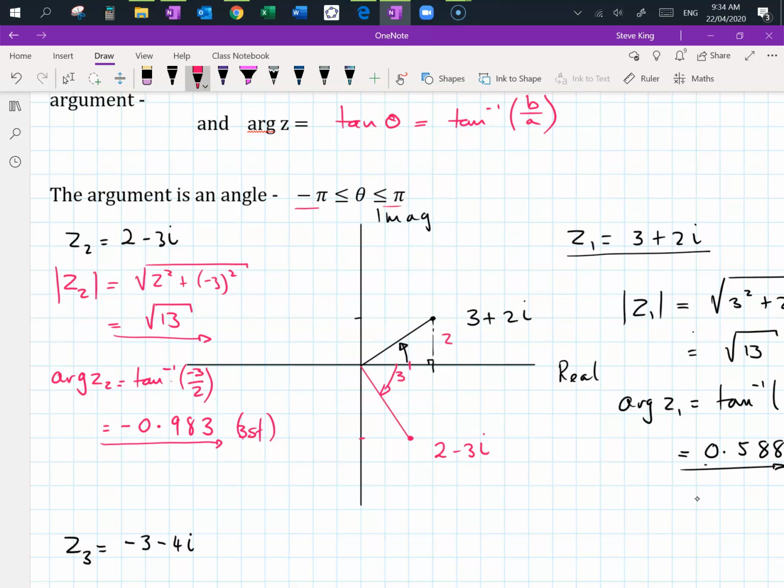So hopefully this makes sense to you, how we go about representing complex numbers on the Argand plane using modulus and argument.